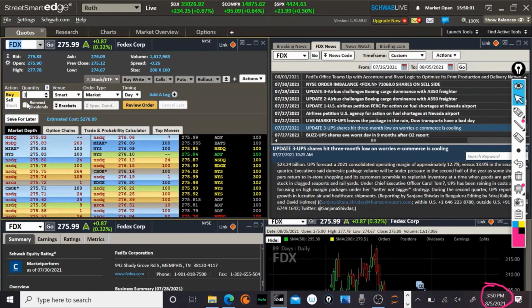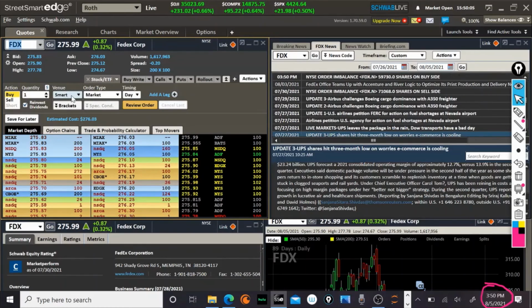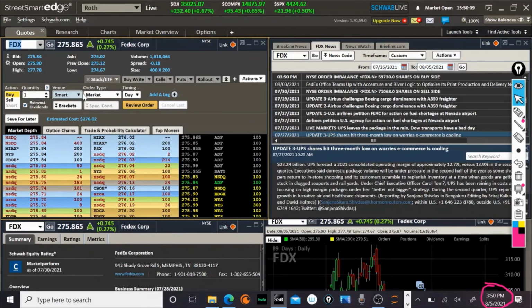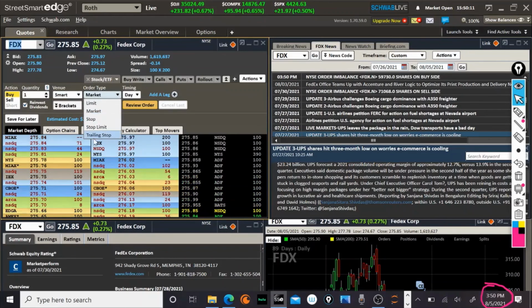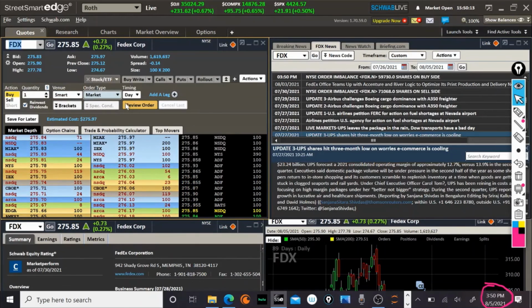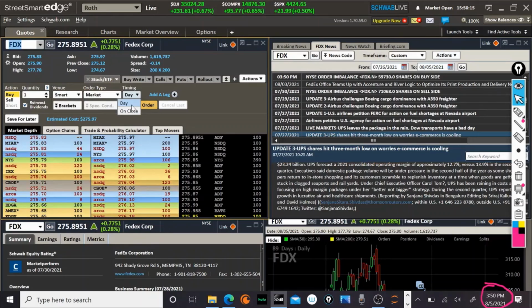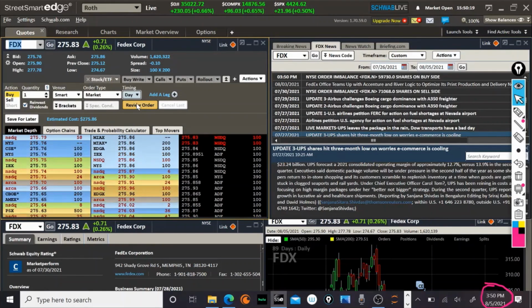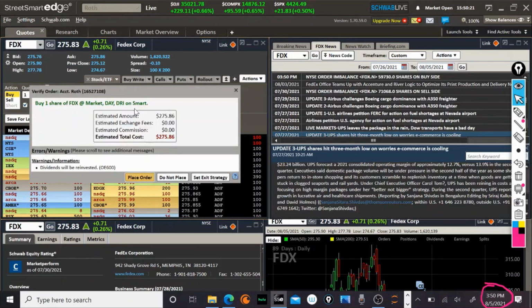So that's changing it to 1 share, reinvest dividends. Smart, that just means standard market session. And Schwab's going to route the order to the best place to execute. The order type, we're going to do market. You see there's other ones here. I will explain those later. We're going to do a day order, meaning it expires at the end of the trading day if it doesn't fill. If it all looks good, we'll review it.